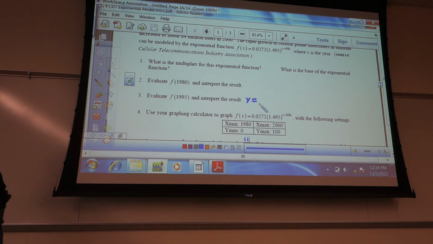So here we'll have y equals 0.0272 times 1.495 raised to the 1995 minus 1980. What's 1995 minus 1980? How many years is that? 15. 15, perfect. So I'm just going to plug that into my calculator. You don't have to write this part down if you don't want to, but you can.